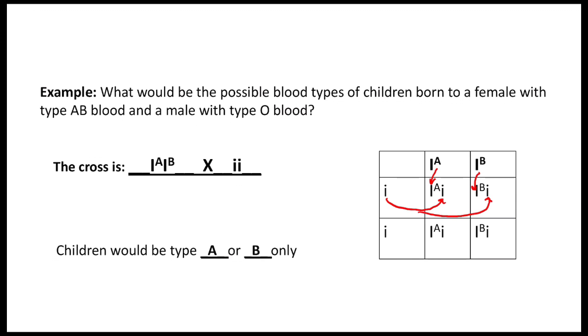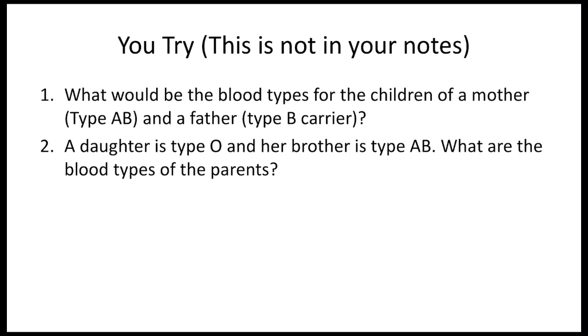They would not be type O or type AB like the parents. So there's a 50% chance of the child being type A blood and a 50% chance of the child being type B blood. You try now. This is not in your notes.